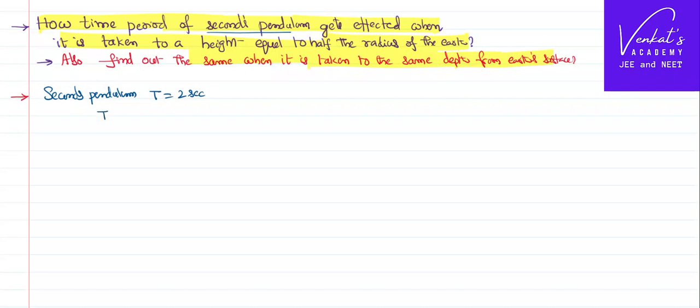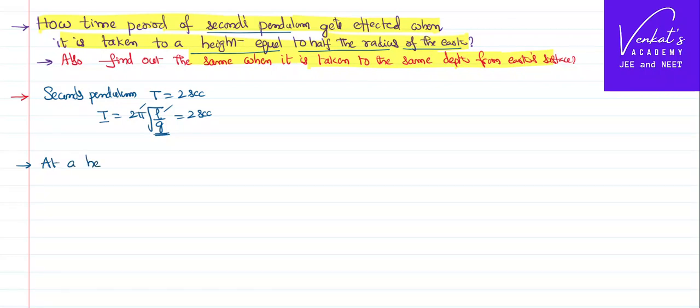We know it's a simple pendulum. The time period of a simple pendulum is equal to 2 pi into root of L by G on the earth. That is 2 seconds. Now we are talking about a case when it is taken to a height equal to half the radius of the earth. Then G gets affected in that case. Neither L nor pi gets affected. So depending on how G gets affected, its time period also gets affected. So let us talk about that.